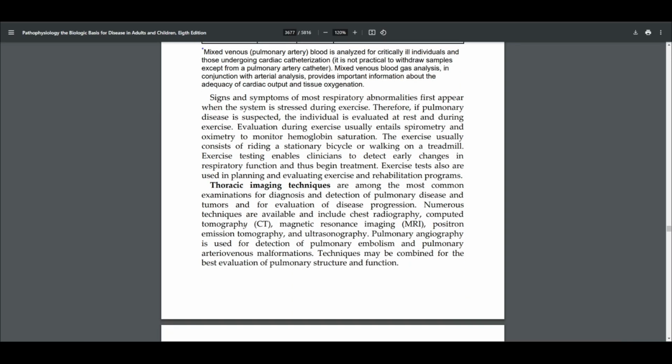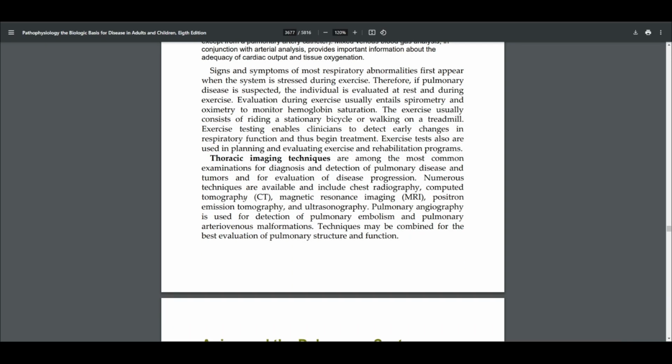Signs and symptoms of most respiratory abnormalities first appear when the system is stressed during exercise. Therefore, if pulmonary disease is suspected, the individual is evaluated at rest and during exercise. Evaluation during exercise usually entails spirometry and oximetry to monitor hemoglobin saturation. The exercise usually consists of riding a stationary bike or walking on a treadmill.